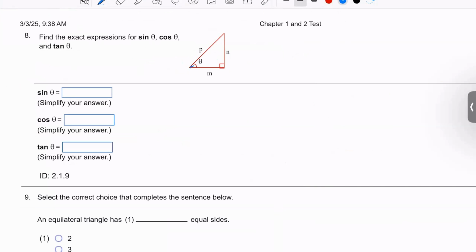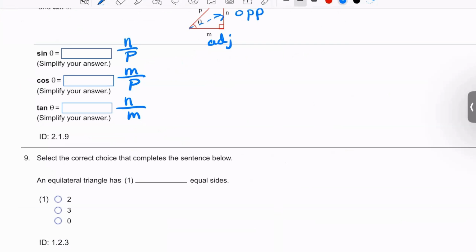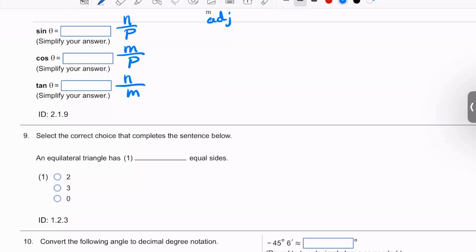So for writing the exact expressions for sine, cosine, and tangent, just label the sides of the triangle and then just use the letters. So for sine is n over p, cosine is m over p, and tangent will be n over m. And then we all know that all triangles have 3 sides. So the equilateral triangle will be that as well.